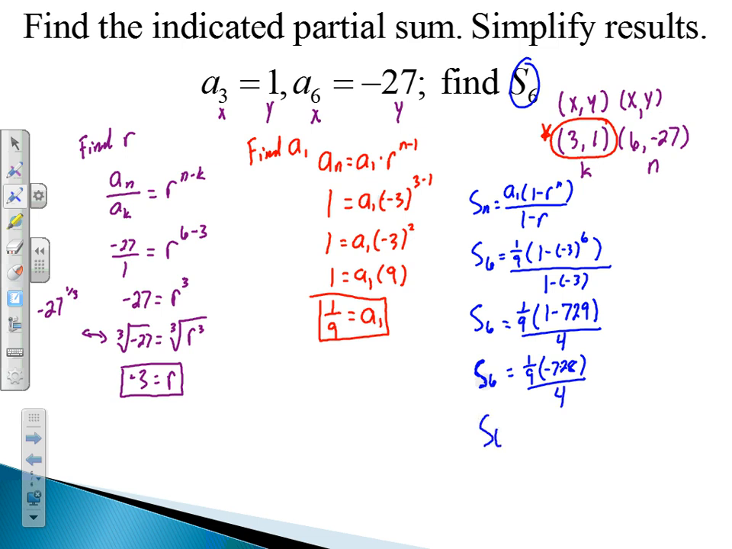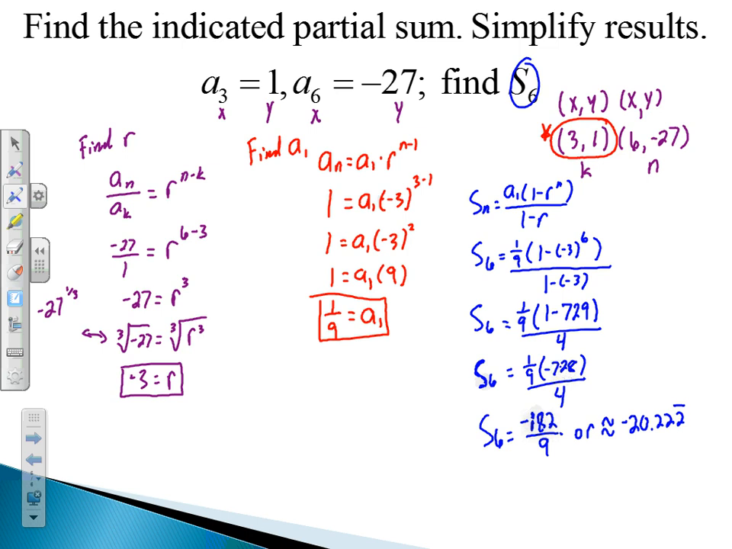So the sum of the first 6 numbers, now as a decimal, this one works out okay as a fraction. As an exact number, we'd get negative 182 over 9. Or as an approximate decimal, we would get negative 20.222 repeating.